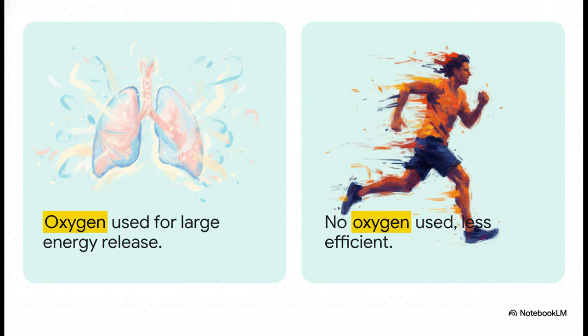But let's say you're sprinting really hard and your cells just can't get enough oxygen fast enough, they switch to anaerobic respiration. This doesn't use oxygen at all, and it's far less efficient. And remember, the chemical equations actually change depending on the organism. Animals produce lactic acid during this process, while plants and yeast produce ethanol and carbon dioxide.